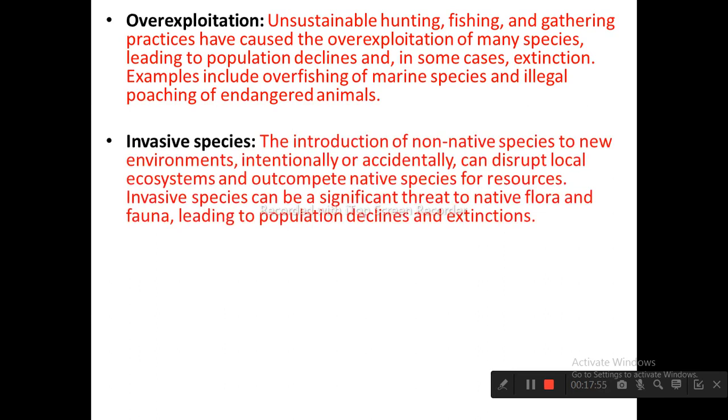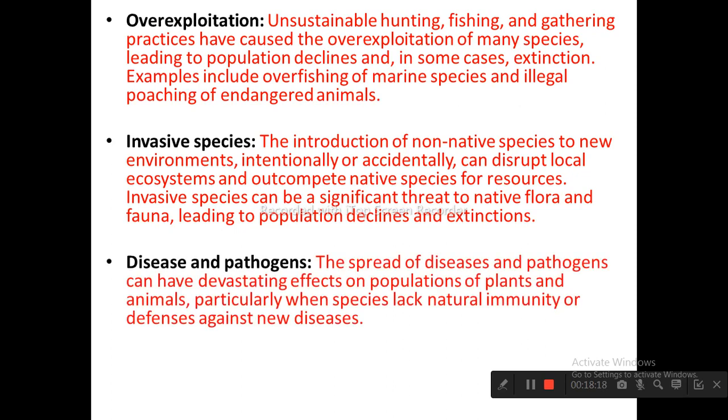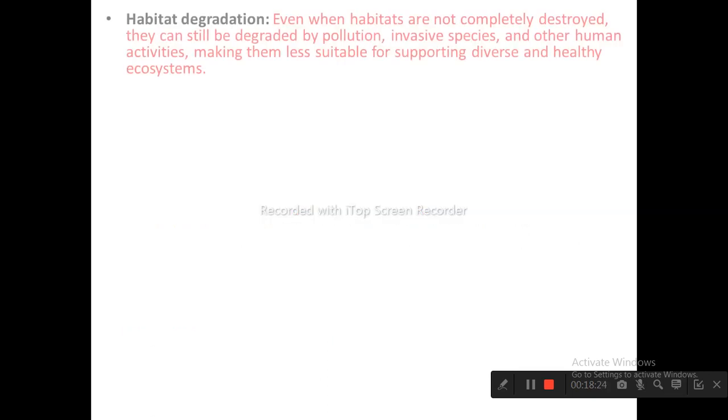Next one is invasive species. The introduction of non-native species to a new environment, intentionally or accidentally, can disrupt the local ecosystem and outcompete native species for resources, which may lead to population declines and extinction of native flora and fauna. Next one is disease and pathogens. It is another cause for the extinction of plants and animals.